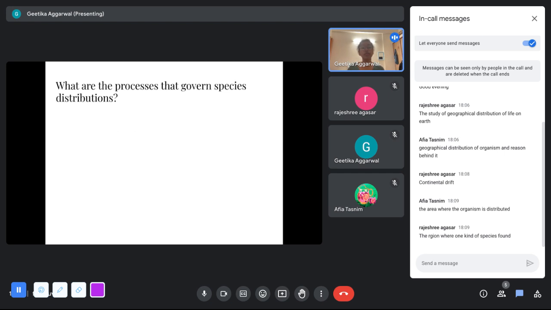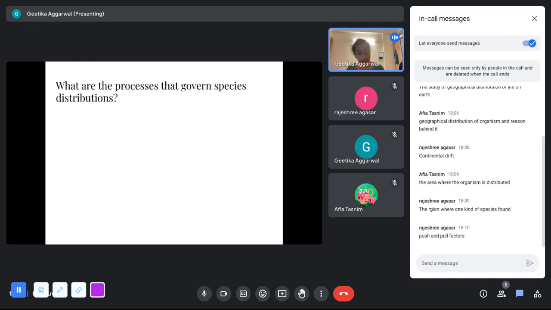So here I'm talking more about the environmental and the other factors that govern where a species is found and where it's not. The species distributions, basically. So I'll tell you, I'm talking about the abiotic and the biotic factors. Yes, there are push and pull factors as well, and that is how they are categorized. But what are the various abiotic and biotic factors that govern how a species is present in an area?